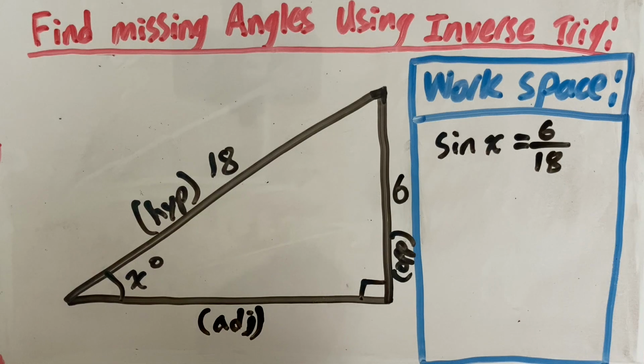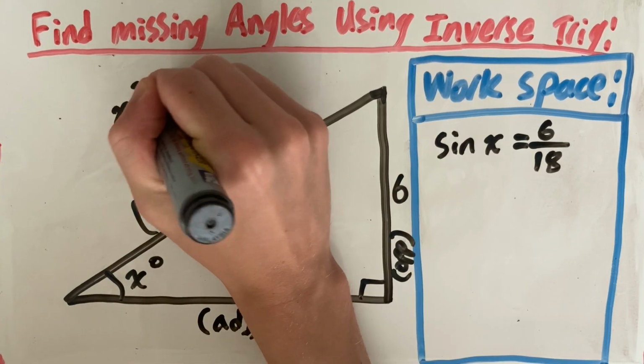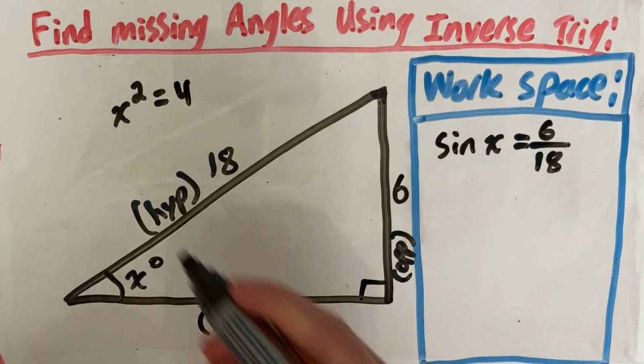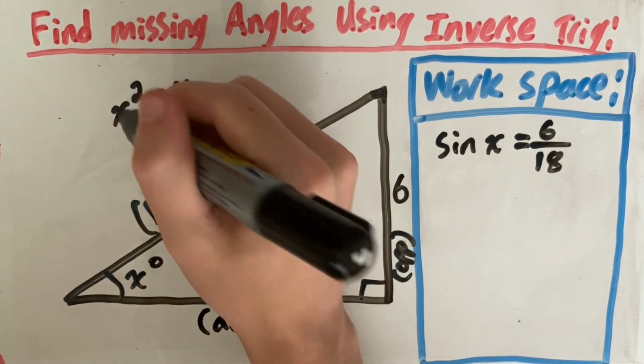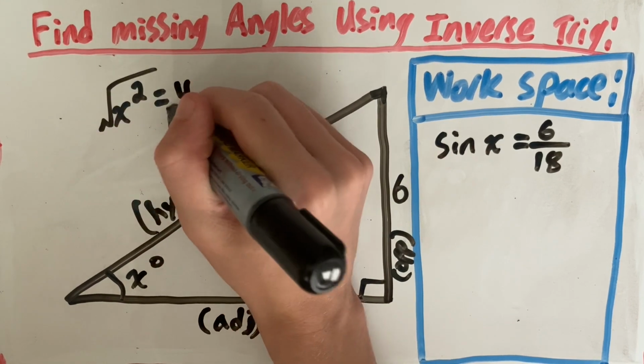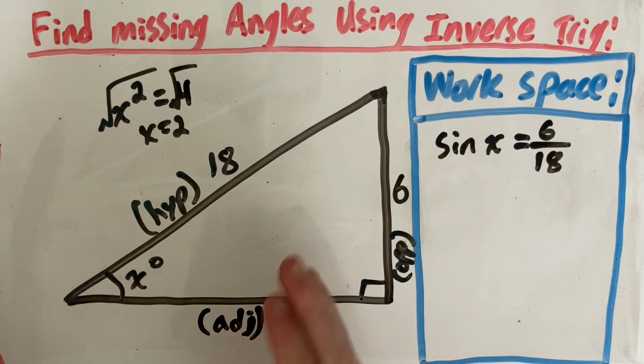Now we want to solve for x because we want to find out what x is. We want to find the degree of the missing angle. So we have to get rid of sine and leave x all by itself. So what can we do to cancel out sine? This is the same as solving for x for any problem. So say it's x squared equals 4. If we take the square root, that will leave us with just x equals 2. And we want to do the same for this problem.